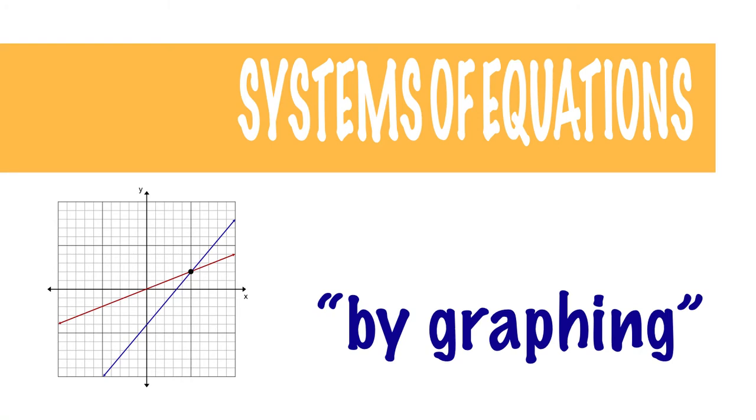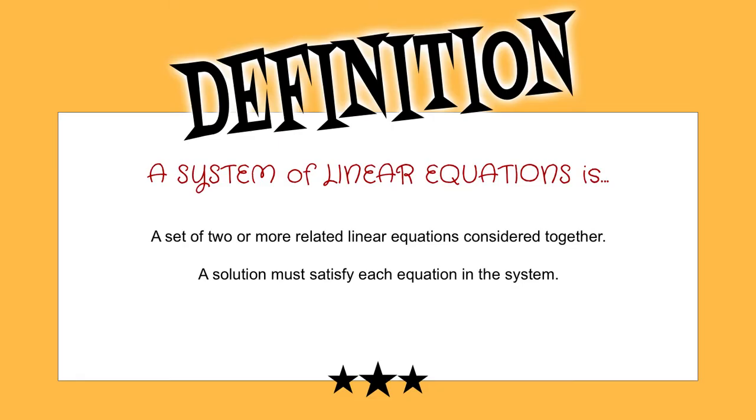In this video, we're going to look at solving a systems of equations by graphing. Solving a systems of equations is finding the POI, which is the coordinate at which two lines meet. By definition, a system of linear equations is a set of two or more related linear equations considered together. The solution must satisfy each equation in the system.